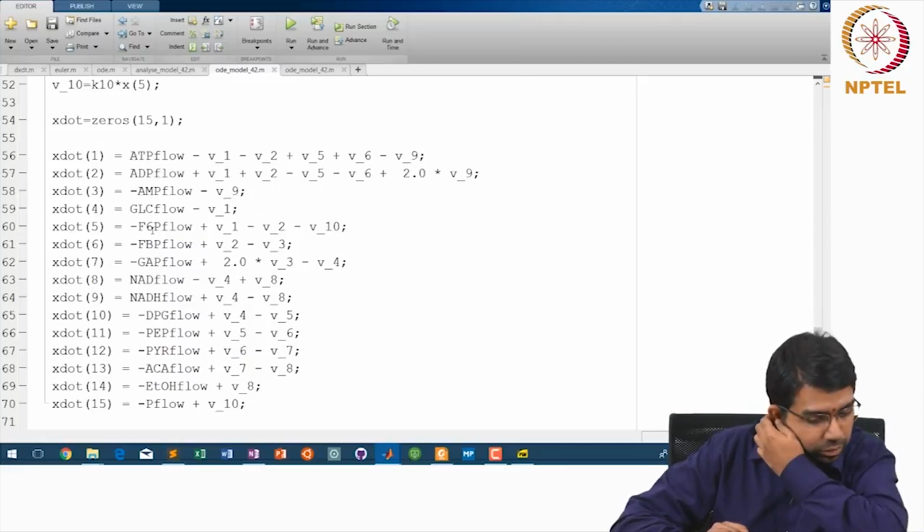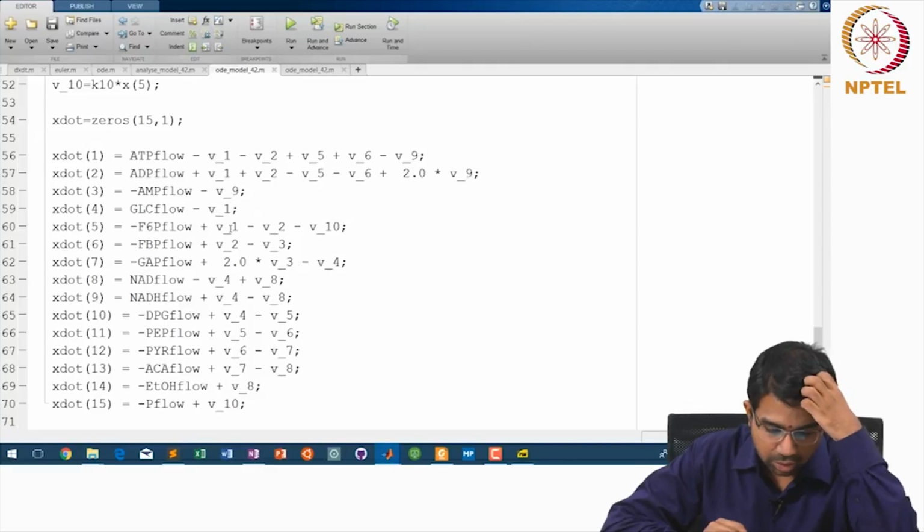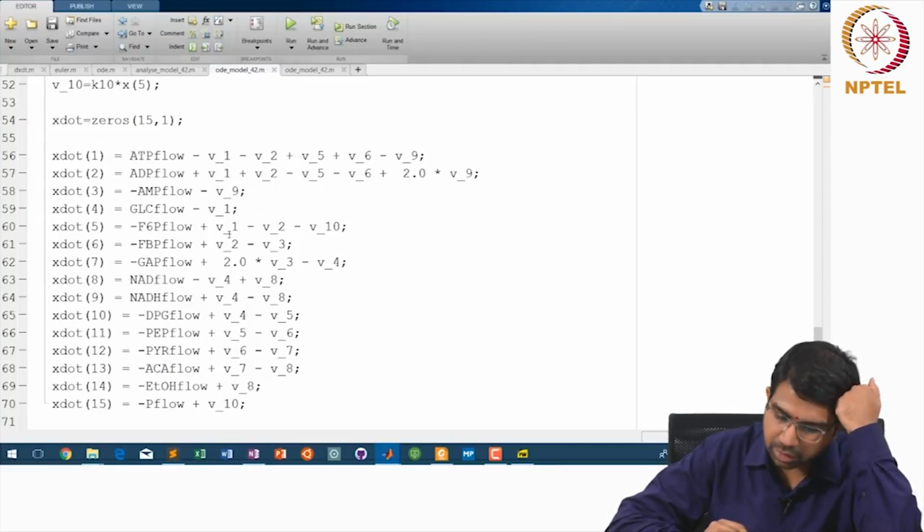So from the x dot equation we can see that ATP is present in reaction 1, reaction 2, reaction 5, reaction 6 and reaction 9. So ATP will be there in reaction 1, reaction 2, reaction 5, reaction 6 and reaction 9, whatever velocities it is having, the rates.